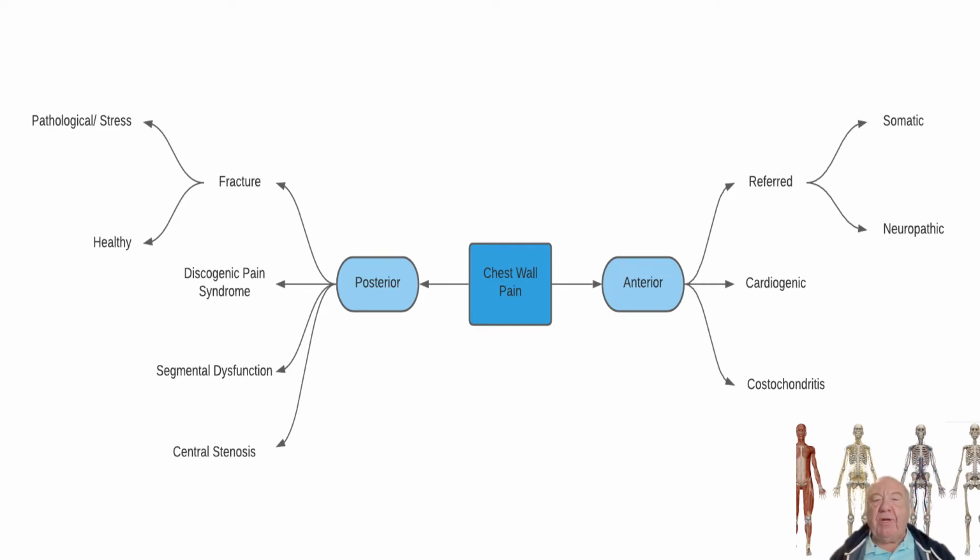So under posterior pain, I'm talking about fractures, which of course can occur anteriorly, but most of these are going to be posterolateral. Discogenic pain syndrome, which again, of course, can refer around the chest, but the source of it is at the back. Segmental dysfunction, same thing there, and we're going to include ribs and facet joint problems here, and of course, central stenosis. On the anterior aspect, we'll be looking at referred pain, both somatic and neuropathic, cardiogenic and viscerogenic pain, mostly cardiogenic, though, as this is a more important one, obviously, and then osteochondritis.